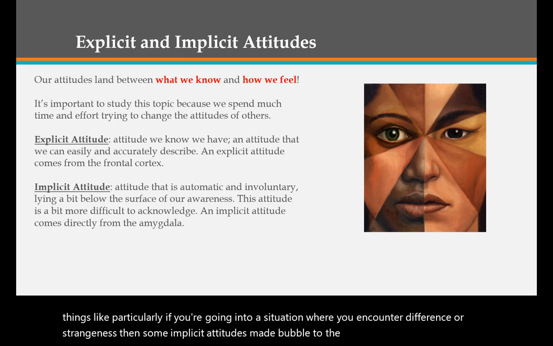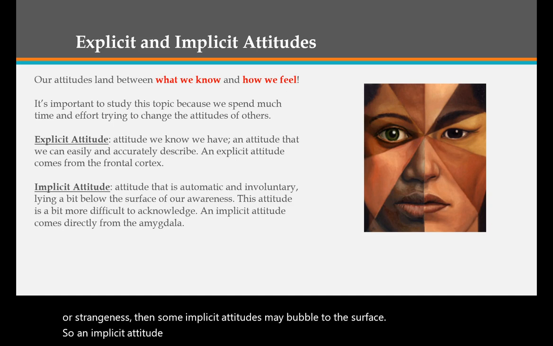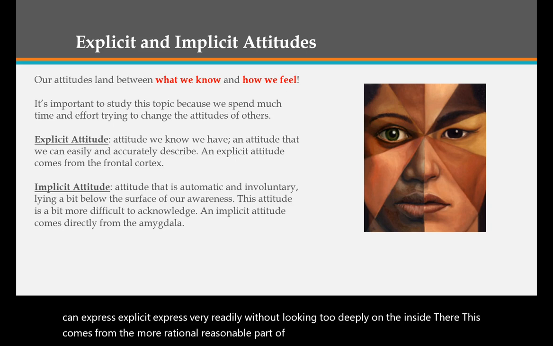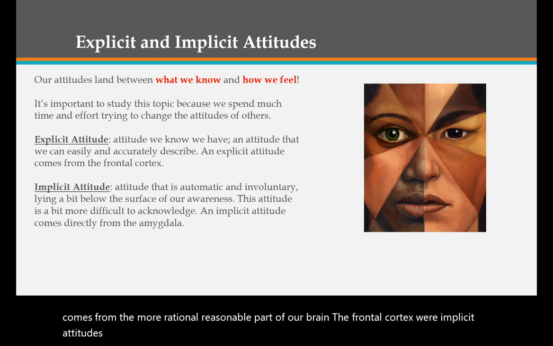So an implicit attitude is a little more difficult to acknowledge. The explicit attitude is one you can express very readily without looking too deeply on the inside. This comes from the more rational, reasonable part of our brain, the frontal cortex, whereas implicit attitudes are actually stirred up at the emotional level, and we know that the amygdala is associated with that particular emotional level of the brain.